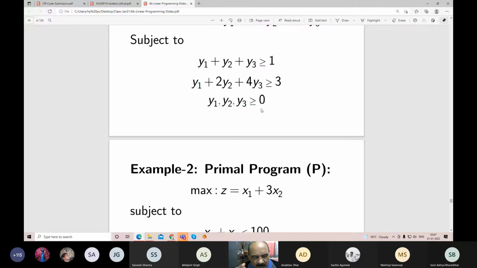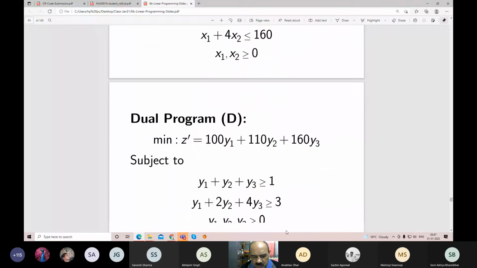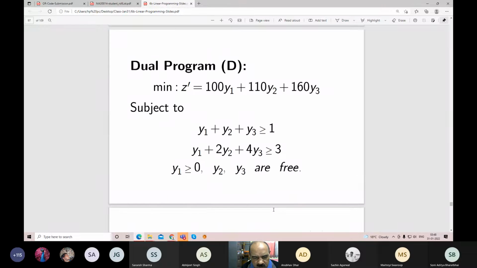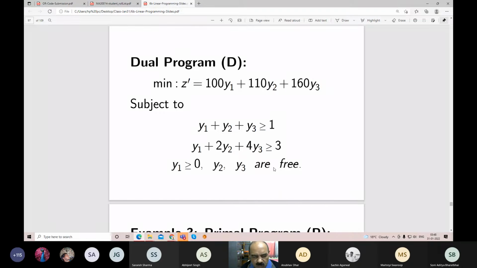When we find that these variables are integer, we'll discuss integer programming. We'll come to that after completion of the dual simplex method. Here y1, y2, y3 are continuous, and x1, x2 are also continuous. Now in example 2, x1, x2 are continuous, and y1 is non-negative, while y2, y3 can be 0, positive, negative. They are also continuous. Okay, it's complete.